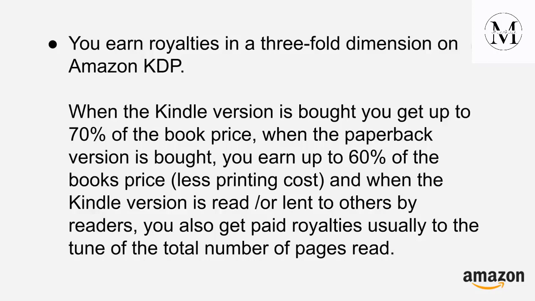Let's say, for instance, you want your book to sell for $15, the paperback version. Now for paperback, you don't have to price your book between $2.99 and $9.99, that only applies to the Kindle version because you want to earn up to 70% royalty. But for the 60% royalty for the paperback, it's a fixed price. So when you want to publish your paperback version, Amazon will tell you that it's going to cost this amount of money for your book to be printed.